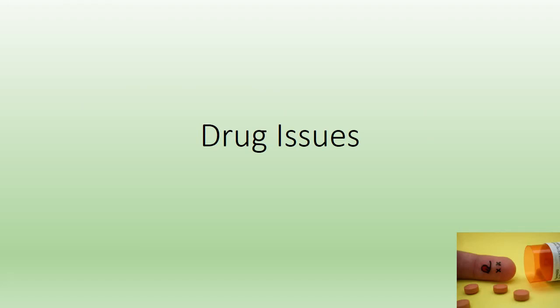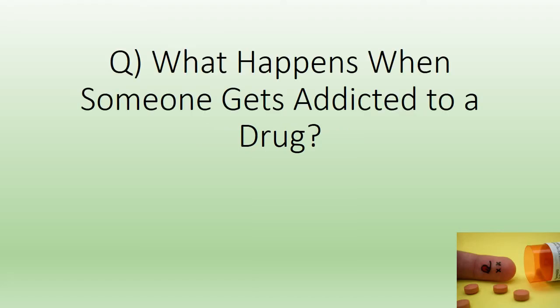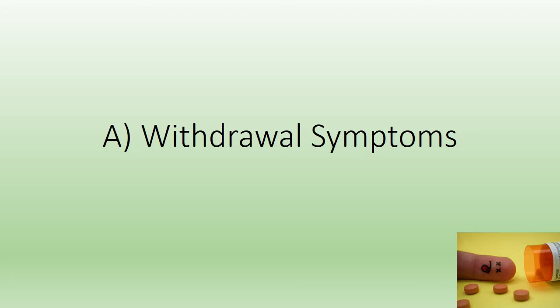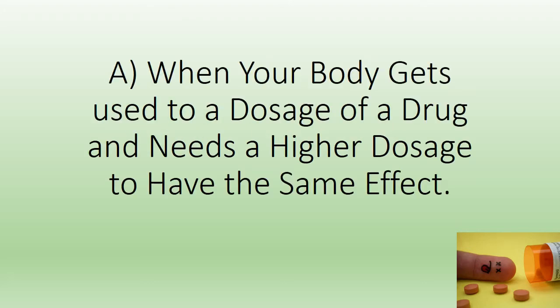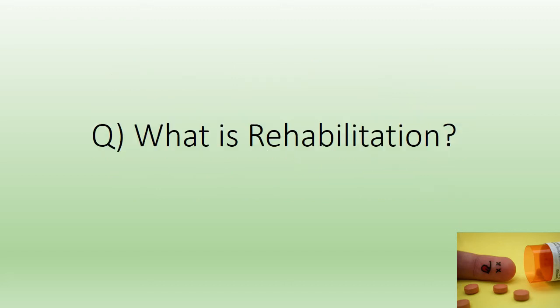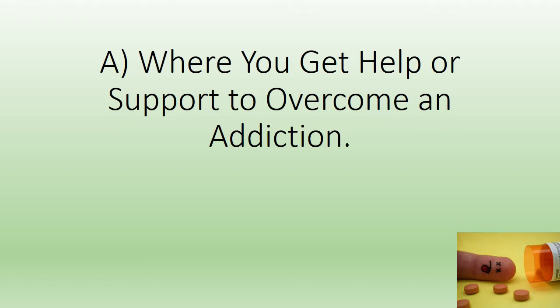Drug issues. What happens when someone gets addicted to a drug? Withdrawal symptoms. What is tolerance? When your body gets used to a dosage of a drug and needs a higher dosage to have the same effect. What is rehabilitation? Where you get help or support to overcome an addiction.